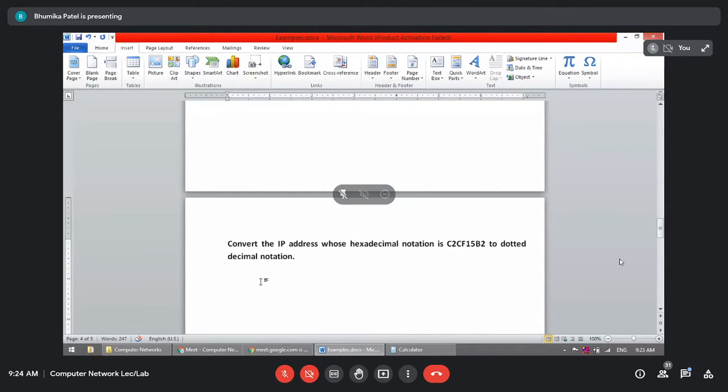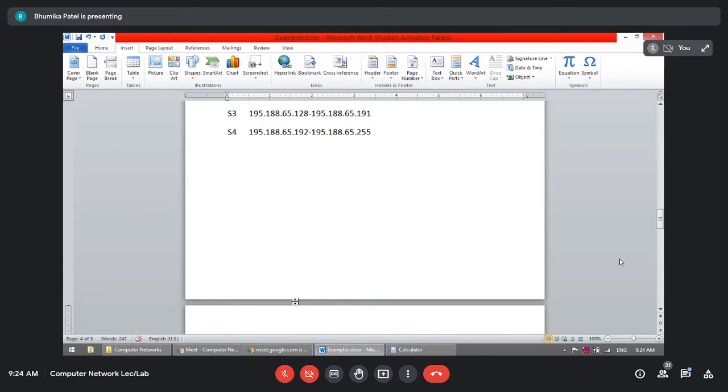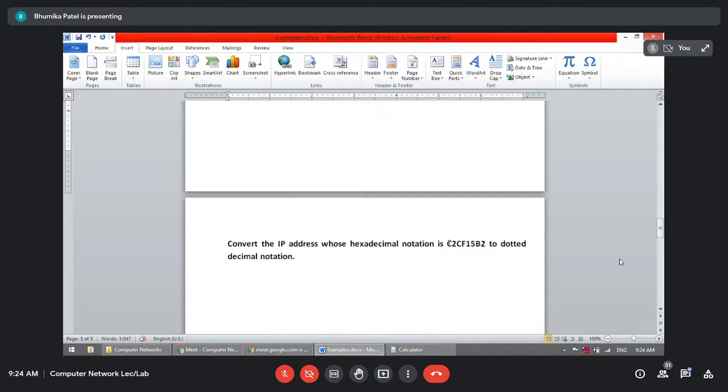Here in the question we are given the IP address in hexadecimal notation, and we have to convert it into dotted decimal notation. Dotted decimal notation is this form, right? We have to put the dots between the decimal numbers. And here the notation is given in hexadecimal form. So how can we convert?